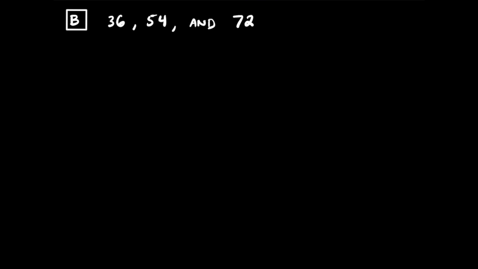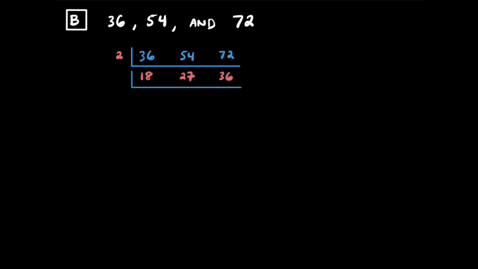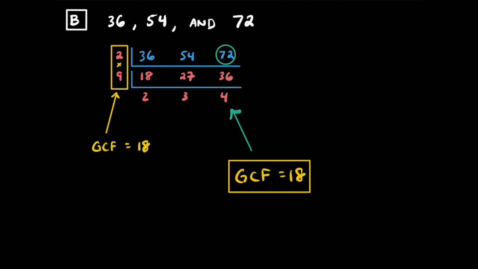Let's try another one here with larger numbers. Since they're all even, I'm going to put a 2 here on the side. Half of 36 is going to be 18, half of 54 is going to be 27, and half of 72 is going to be 36. Looking at 18, 27, and 36, I notice that 9 is a common factor of all three. 9 goes into 18 2 times, it goes into 27 3 times, and it goes into 36 4 times. Looking at the three numbers at the bottom, I notice they have no common factor besides 1. Since we can't go any further, we know the product of the numbers on the left column here equal the greatest common factor. In this case, the greatest common factor is going to be 18. 18 fits into 72 4 times, 18 fits into 54 3 times, and 18 fits into 36 2 times.